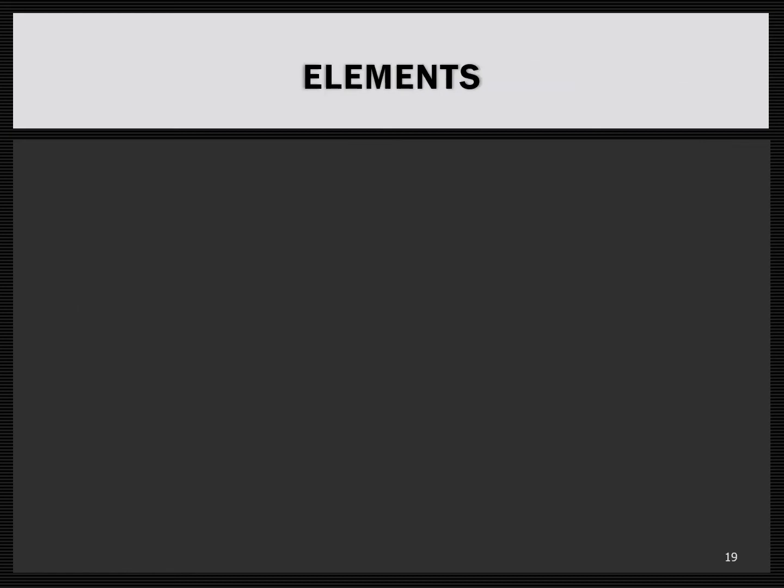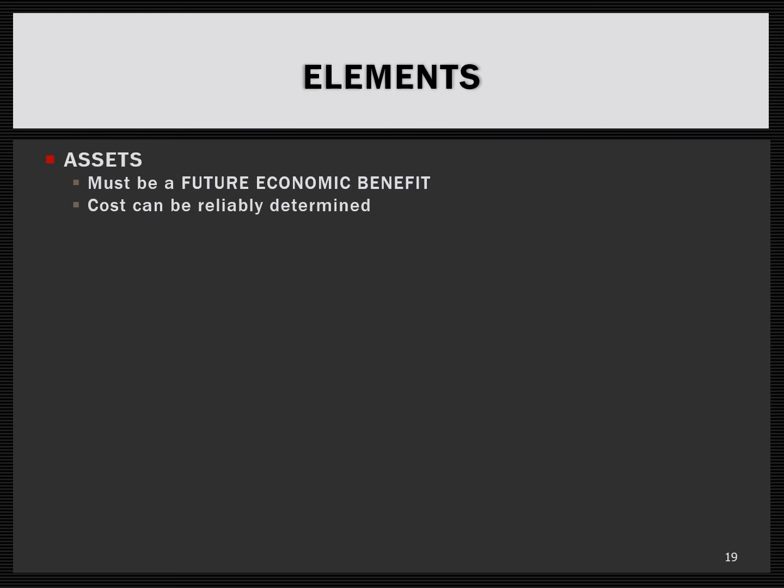The 5 elements that are in the financial statements as defined in the conceptual framework, you must be able to give a brief definition of each one of these. Assets, remember, the important thing is that there's got to be a future economic benefit. If there's no future benefit, there's no asset. And we can only include an asset if the cost can be reliably determined.